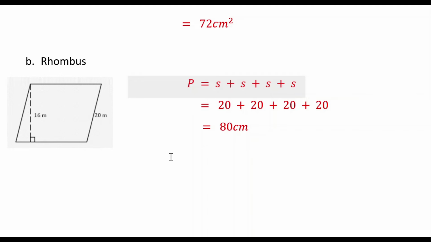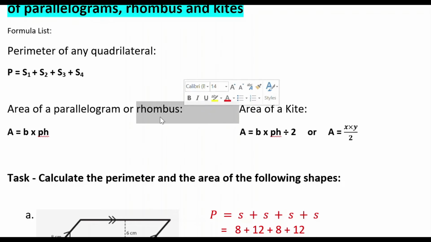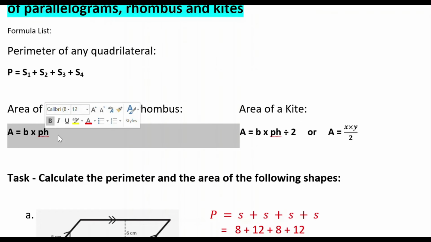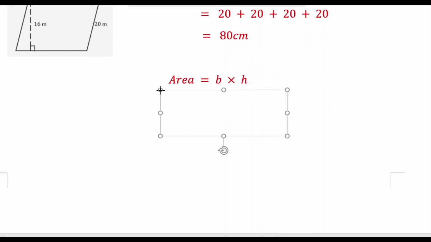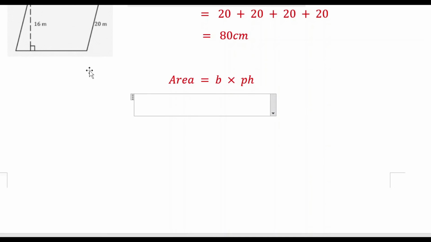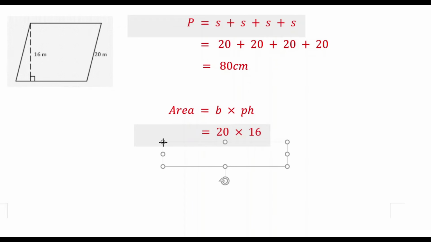The area formula, let me think. I think it's the same. I'll just check. Rhombus area is base times perpendicular height. Let's go and have another look. Start with the formula. Base times height, or even better, perpendicular height. And our second line of working, well, the base would be 20. Perpendicular height is the vertical height, which would be 16. So I'm going to substitute those values in. 20 times 16 will give me 320 centimeters squared.